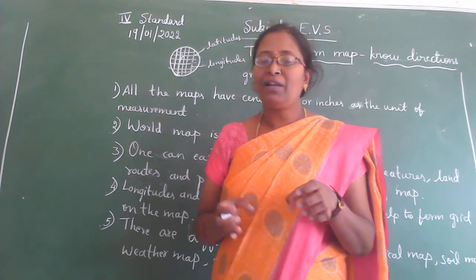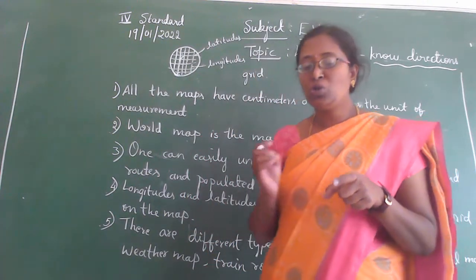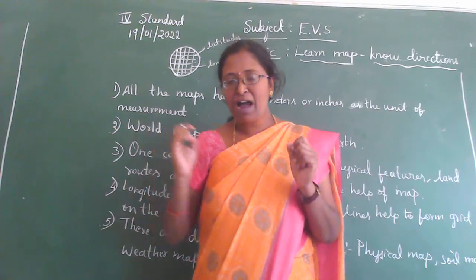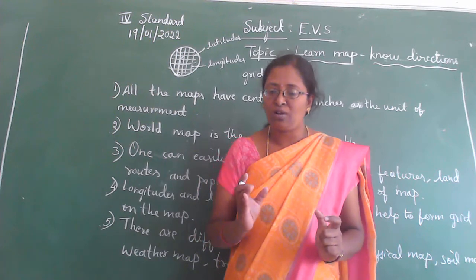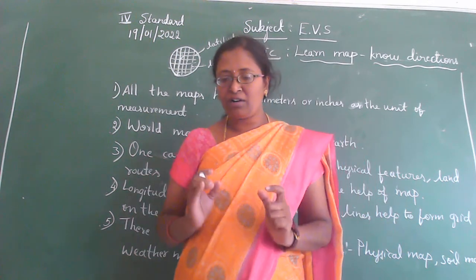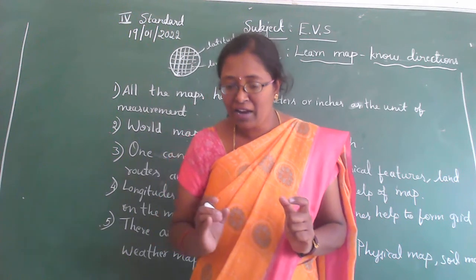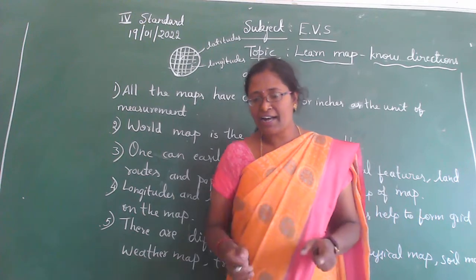Okay. It is believed that Egyptian kings used to draw the maps to know the regions of their rule. And the Greeks drew the map of the earth in 540 BC, before Christ.